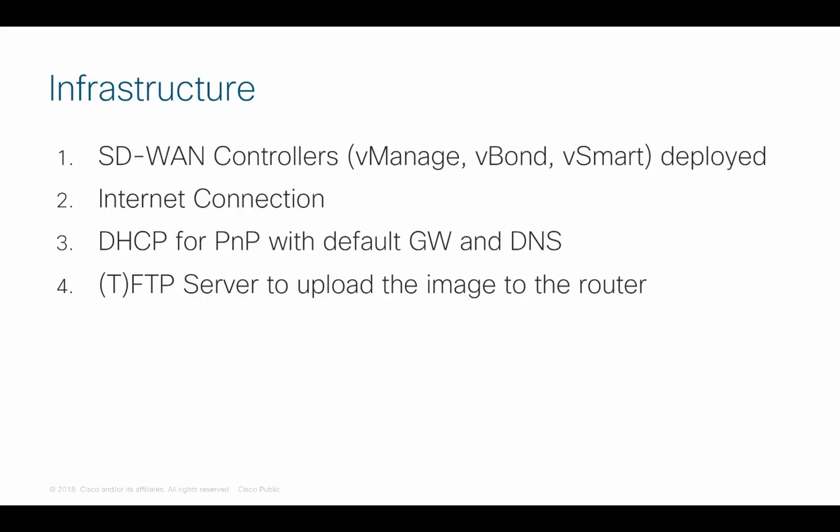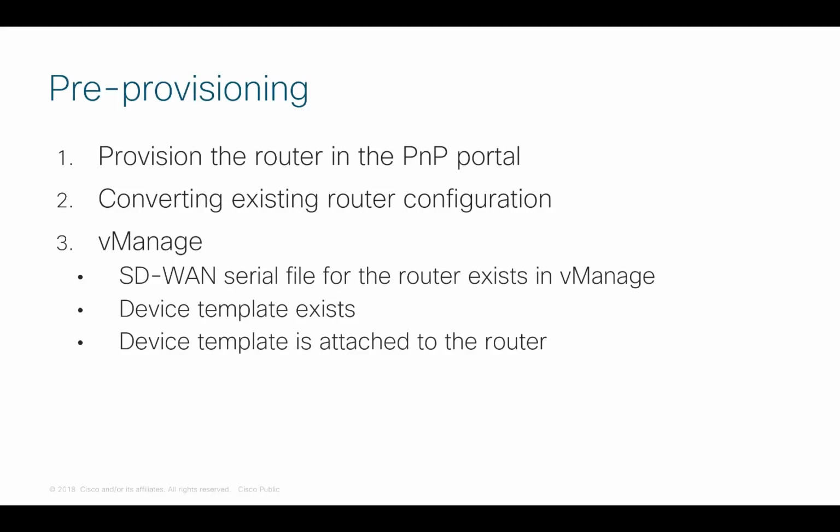The next piece is, for the purposes of plug and play, we recommend that you also have DHCP on your router on the WAN interface. At least one WAN interface on your device should be able to get an IP address via DHCP. And finally, the last part is, once you have those pieces taken care of, you just have to make sure that you have the SD-WAN image available on your router. And typically what you can do is use TFTP or FTP to simply pull that image from any location in your network onto the boot flash of your device.